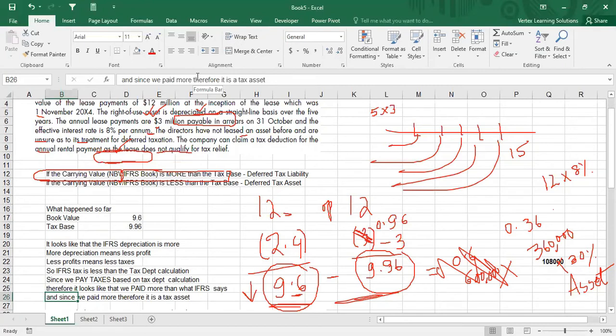Now, you might have your own way of seeing things, but I see it like this: my IFRS book value is less, which means that in the IFRS books I've charged more depreciation. More depreciation means less profit, means less taxes. So according to IFRS I should be paying less, but the tax department takes more. Because I'm paying more, I will recover it. It looks like an advance payment. So this is my tax asset.